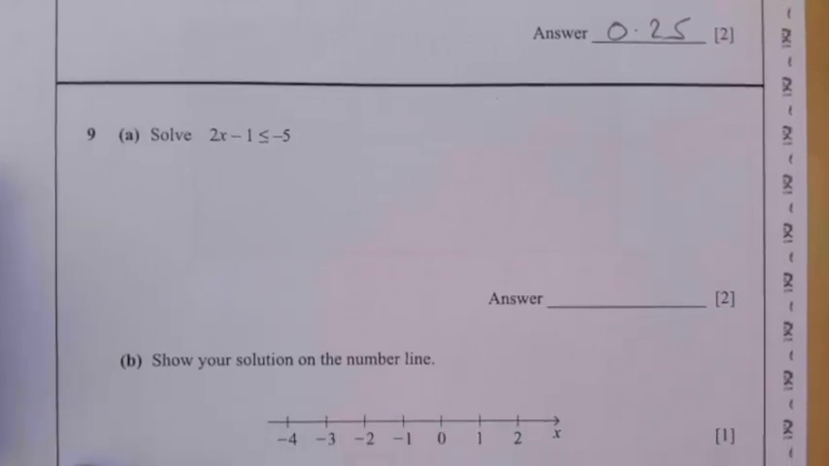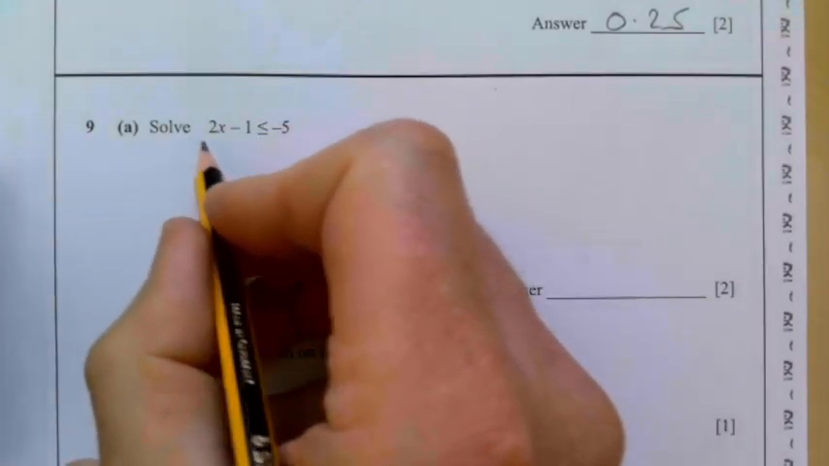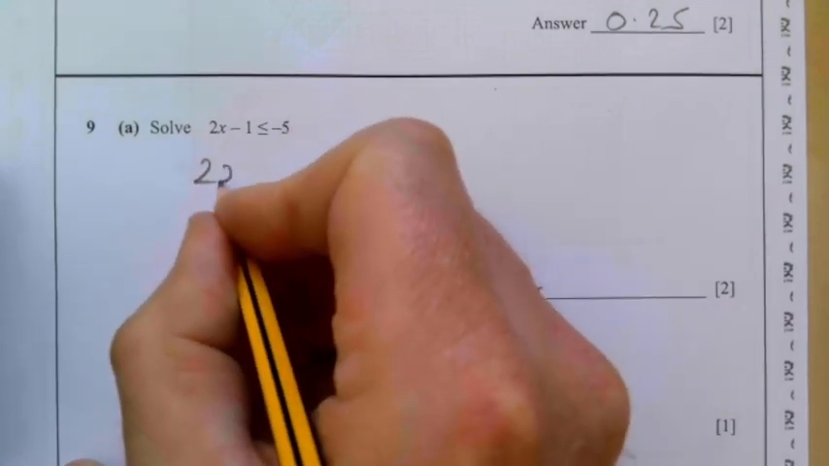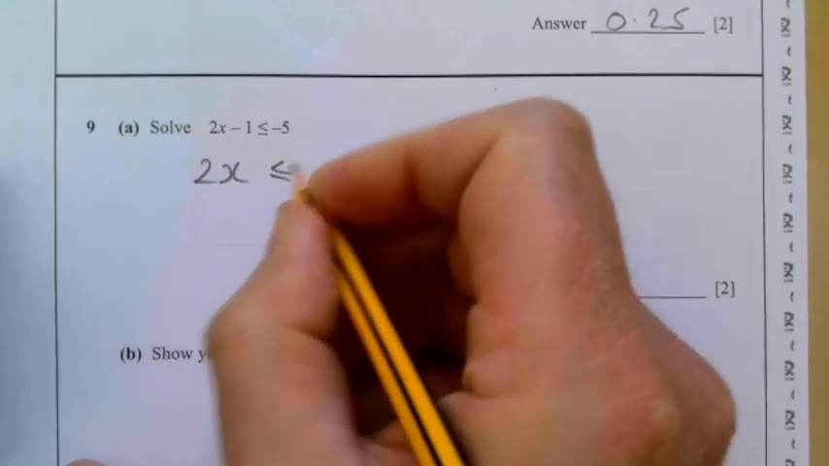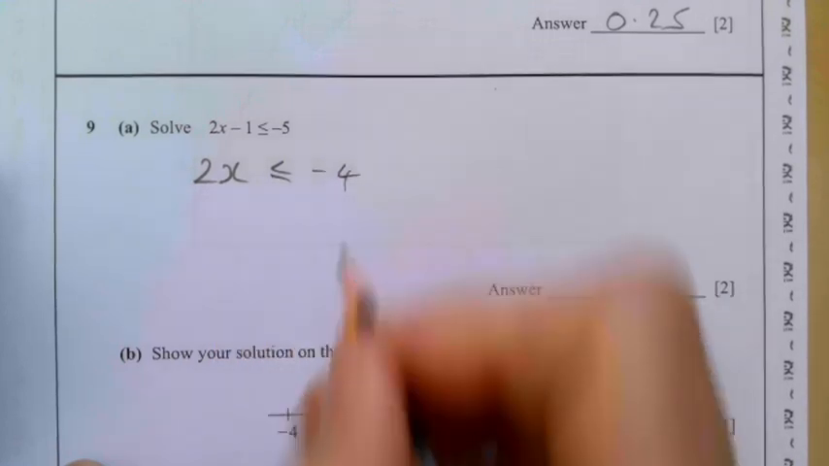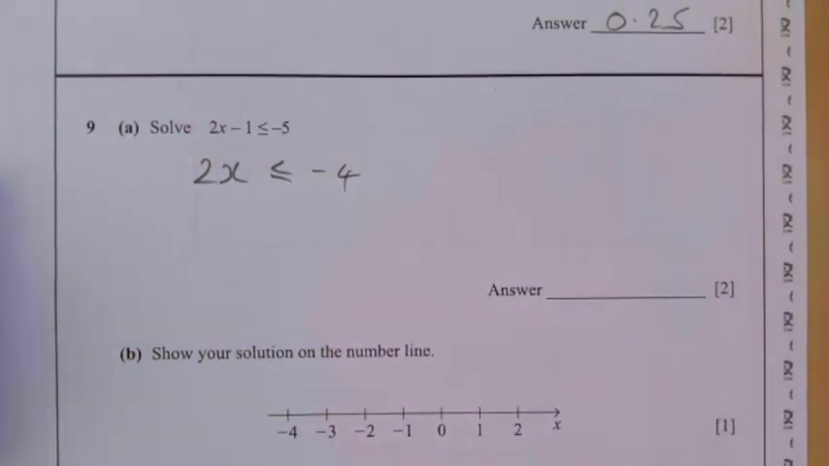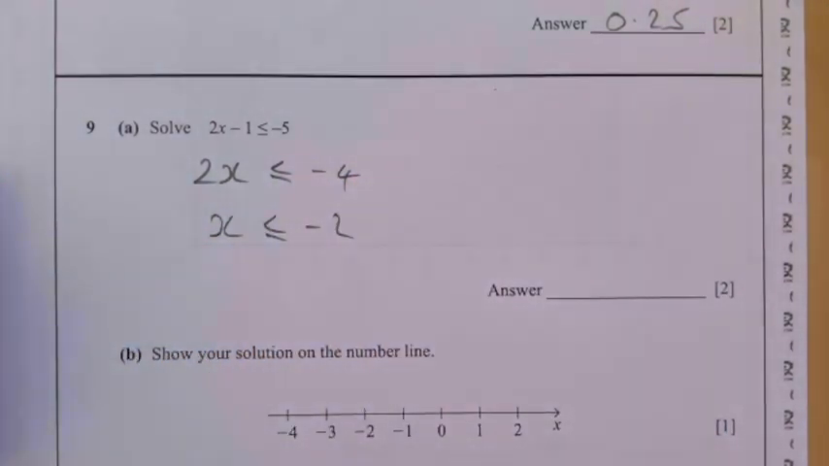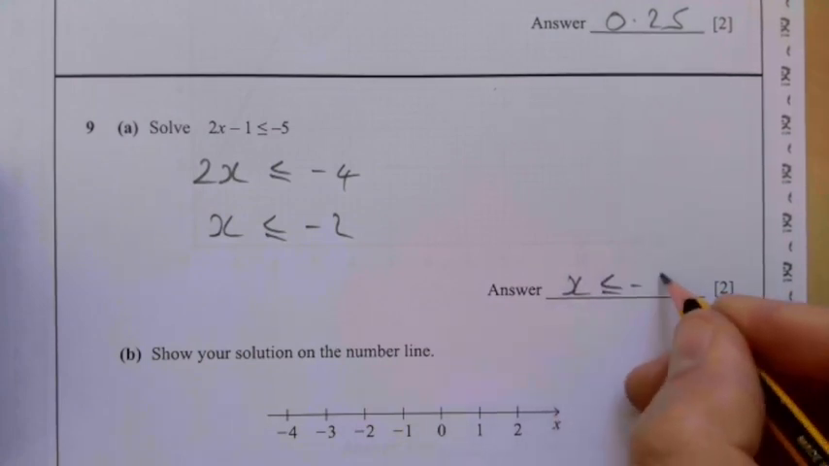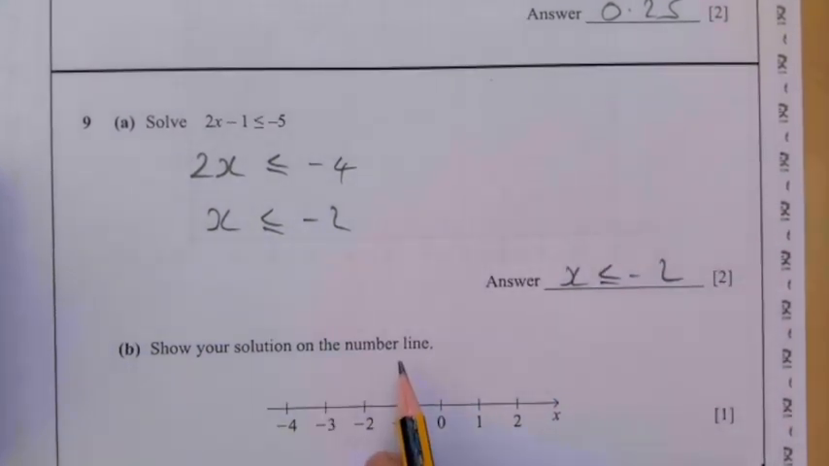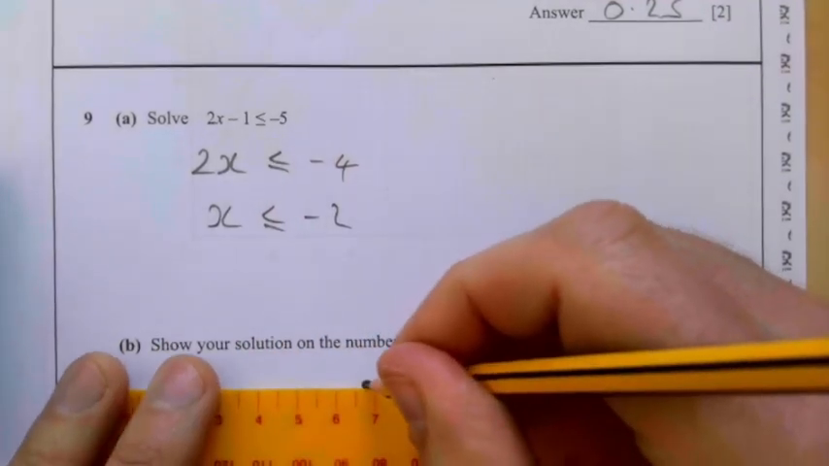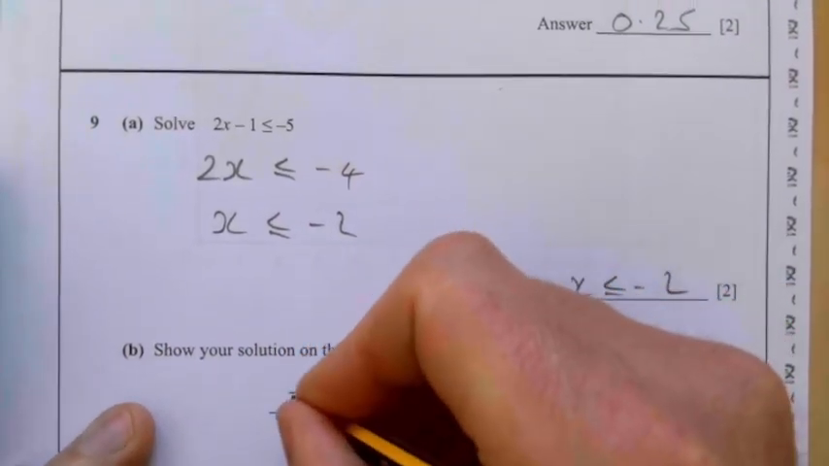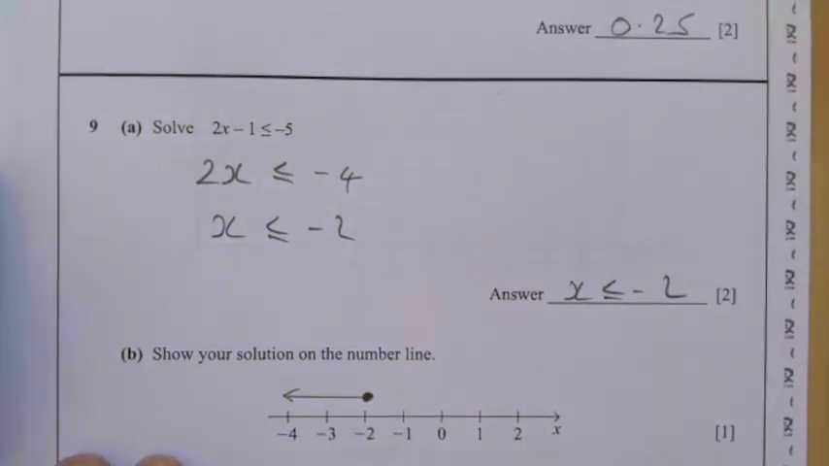On to question 9. It's an inequality to solve, so we need to add 1 to both sides. Gives me 2x is less than or equal to minus 4. And that means that x is less than or equal to minus 2. Show your solution on the number line. Less than or equal to minus 2, so it's going to be a solid dot here, and then my line going this way.